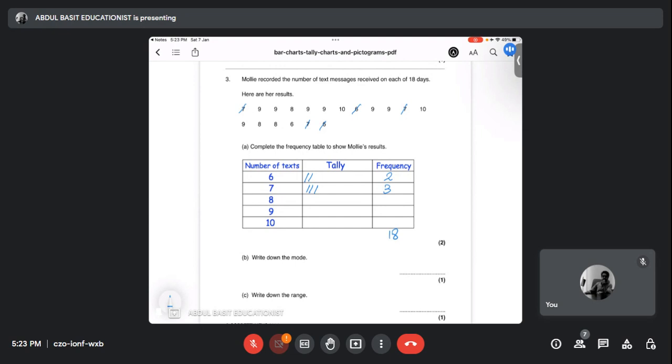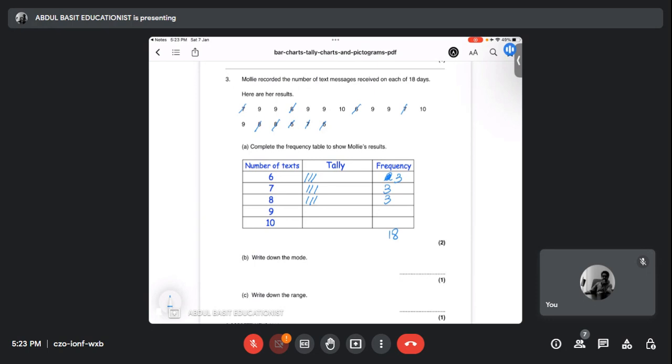Okay, let's check eight. How many sixes? We had three sixes. Yeah, there are three sixes. Well done. Okay, eight. So one, two, three. So there are three eights.